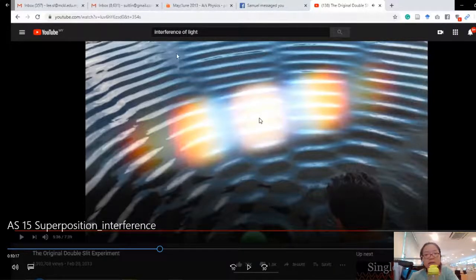The water's amplitude will cancel out each other. So they cancel out each other, and they cancel out each other here. Okay, here is where they build up each other. So here, although it's a bit hard to tell, you tend to see a maximum. So there's a constructive, destructive, constructive, destructive.